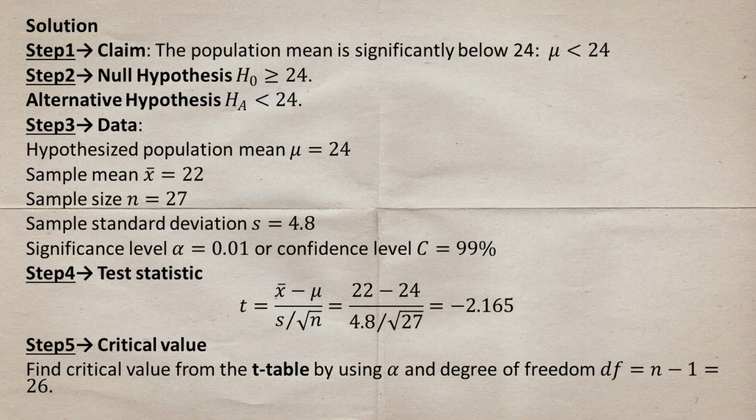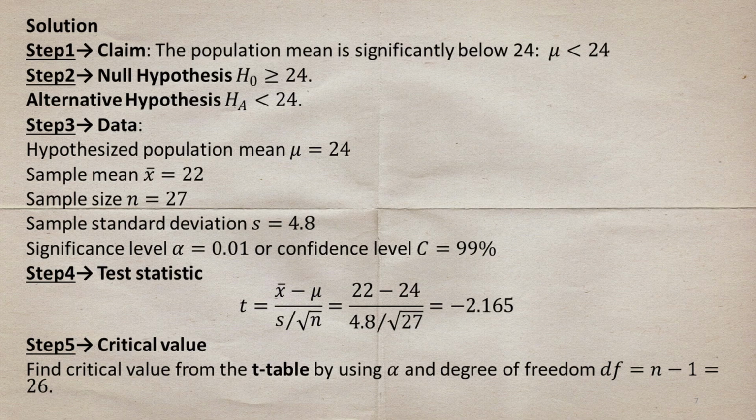The following slide shows how easy it is to solve the hypothesis test problem by following the cheat sheet. Carefully read the problem statement and follow the 6 steps. Step 1. The population mean is significantly below 24, so this is a left-tailed test. Step 2. Define the null hypothesis. The population mean is more than or equal to 24, and the alternative hypothesis states that the population mean is less than 24.